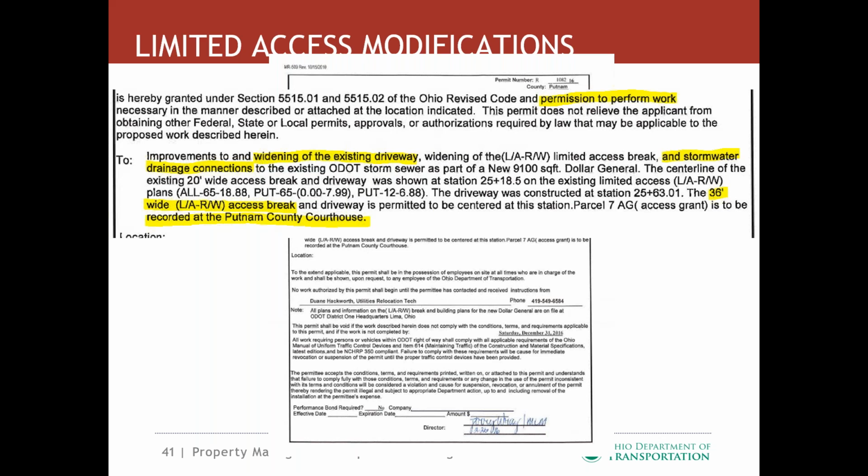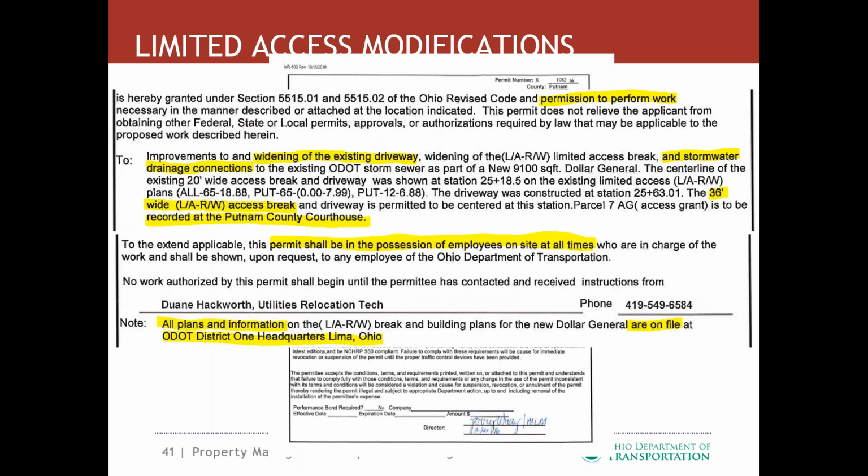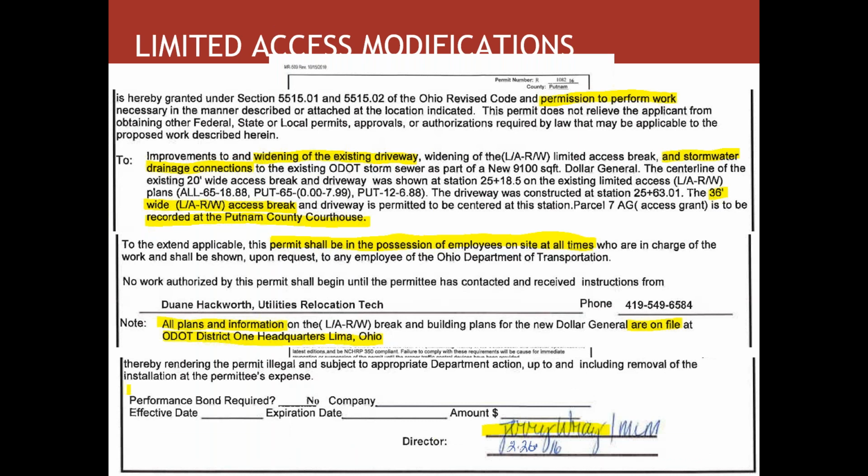Next, we see the permit must be maintained on site by the job foreman, and further that all plans and specifications the permit is based upon are maintained at the district office. And finally, the permit is signed by the director or their designee. And there it shows where it's maintained on file and then signed by the director.